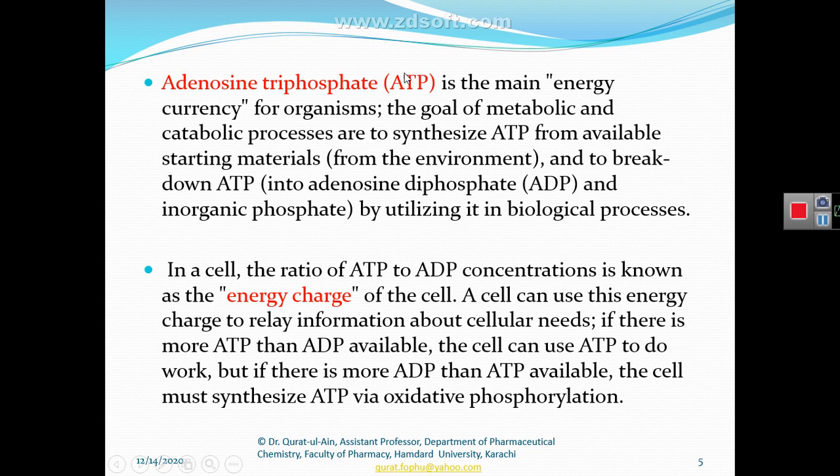ATP is adenosine triphosphate, and we have discussed the structure of ATP well in our previous lecture. ATP is a nucleotide. It has a sugar, a ribose sugar, or a deoxyribose sugar, or it is a nucleotide, and it is a DNA nucleotide. It has deoxyribose sugar. It has 3 phosphate groups.